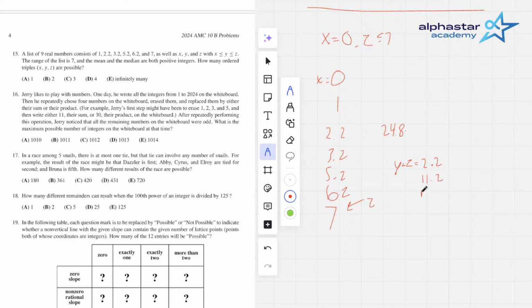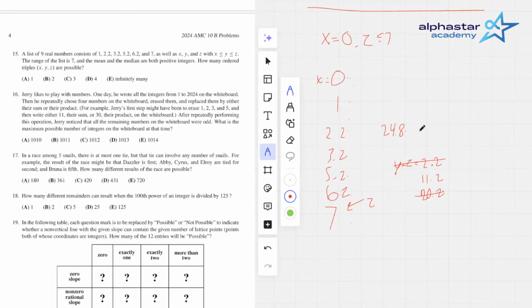11.2, or 20.2. This is not possible because z is less than 57. This maybe is possible if y and z are very small, but that would make the median not. If they're very small, then the median would be 2.2, I think. So that's not possible. So it's only possible if they sum to 11.2. And z is greater.